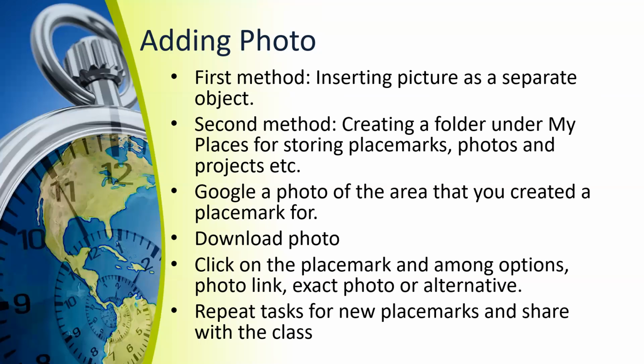Then you can create a folder under My Places for storing the place marks, photos, and projects. So there are two ways in which you can do this, and we are going to demonstrate that. So the next step, you can search Google for a photo for an area that you are looking for. Download the photo in your machine. Then you'll click on the place mark, and among the options is a photo link, where you can add a photo link, exact photo, or alternative. And then you'll repeat these tasks for new place marks, and you can repeat it and share it with the class or with us in the chats.